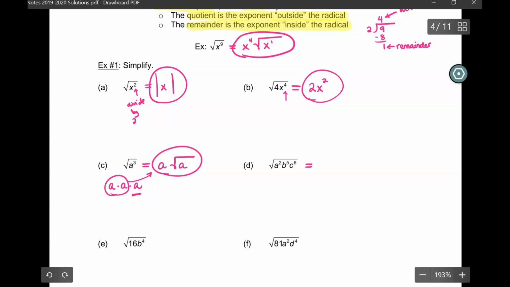All right, next one. I notice that the 2 and the 6 are even, so those will end up being on the outside of the square root. So 2 goes into 2 one time. Let me put the c next to it just so I get c, and 2 goes into 6 3 times.